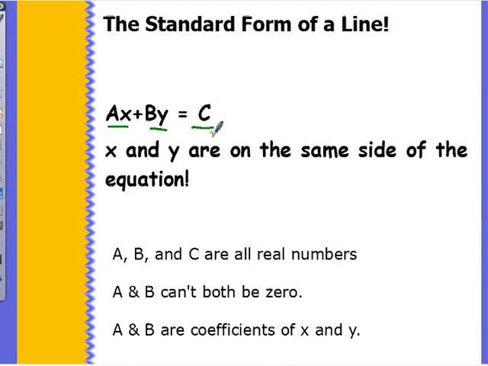We'll see some more examples soon, but an example of an equation in standard form would be 2x plus 3y equals 12. Okay, it's in standard form. A is 2, B is 3, and C is 12. So those all get filled in with numbers.